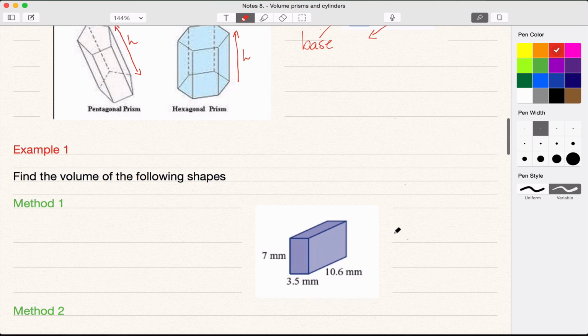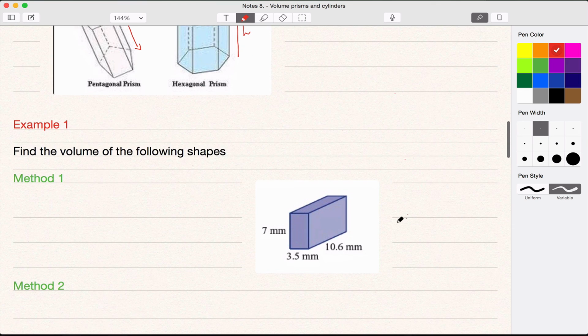First one, find the volume of the following shapes. We have a rectangular based prism. Now we could go back and use our formula that you've used in previous years if you're comfortable with that one, because it works for a rectangular based prism. I'm going to show you two methods, one with the previous year's formula, one with the new formula. Either one works, you can use whatever you prefer.